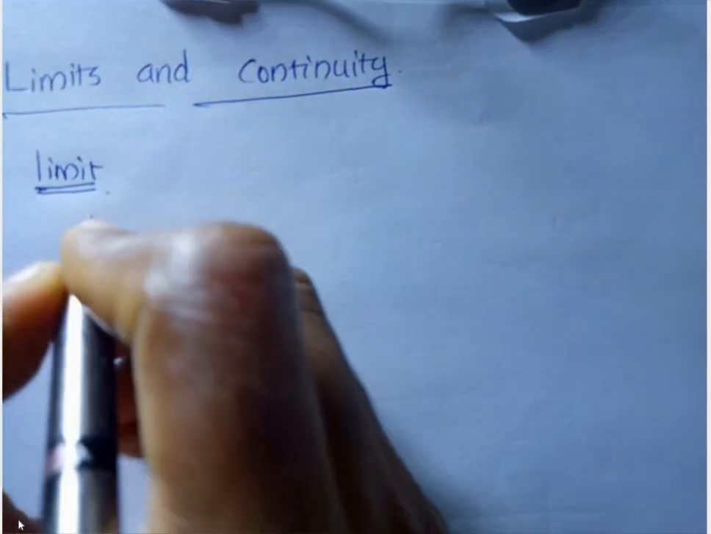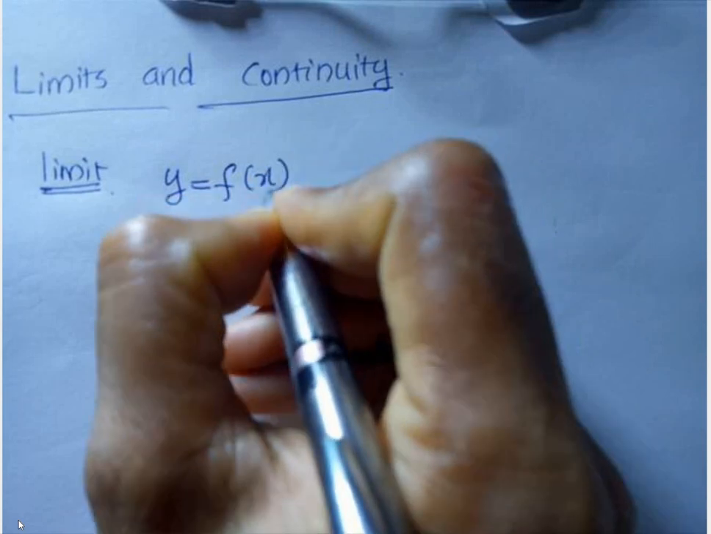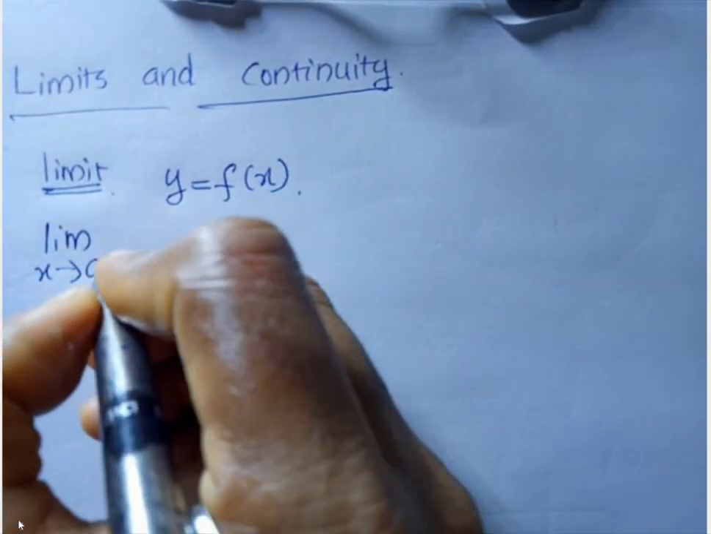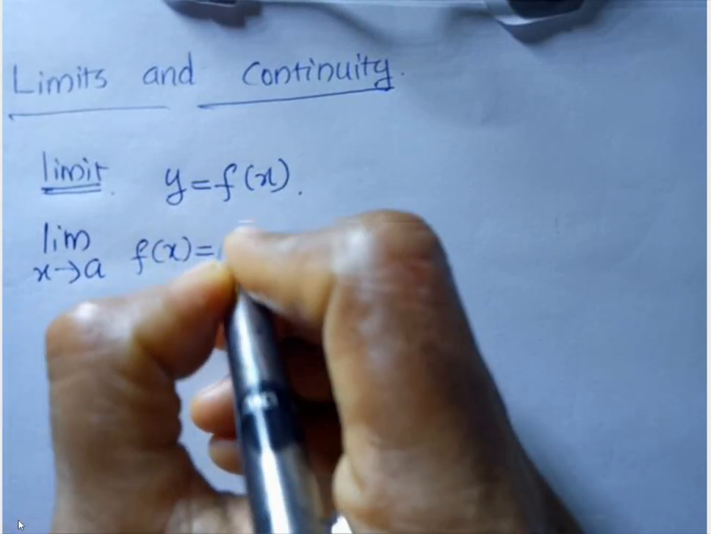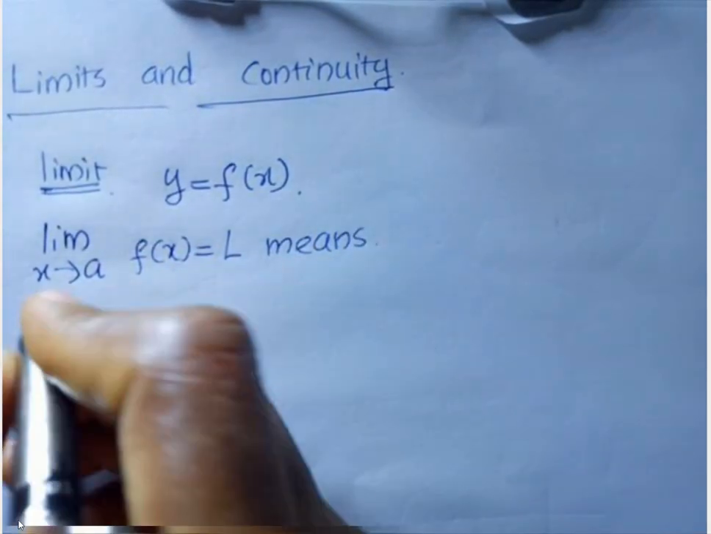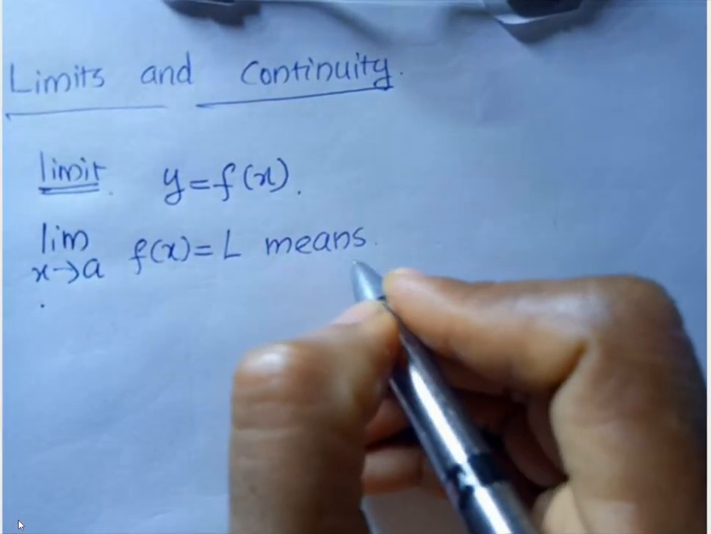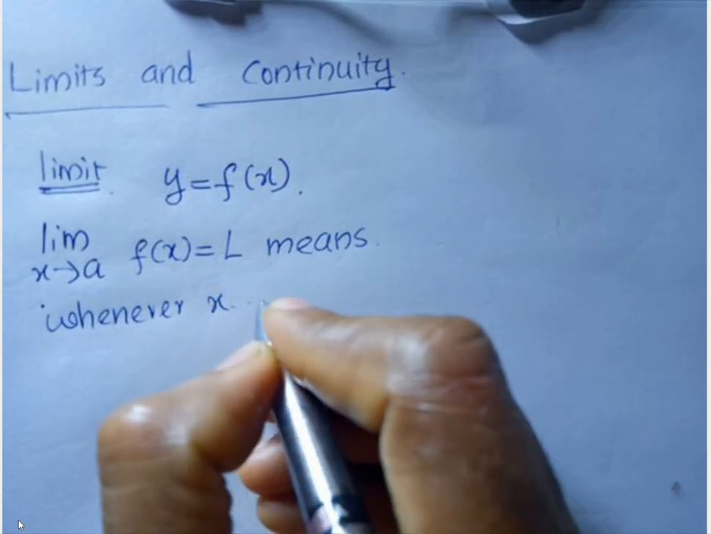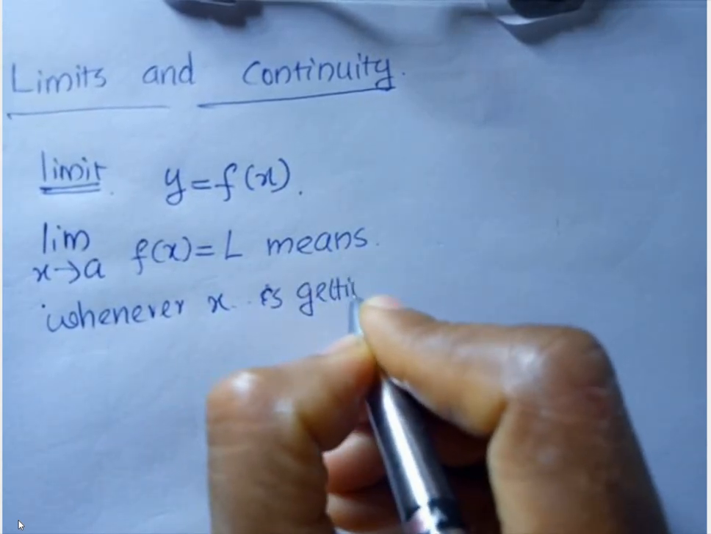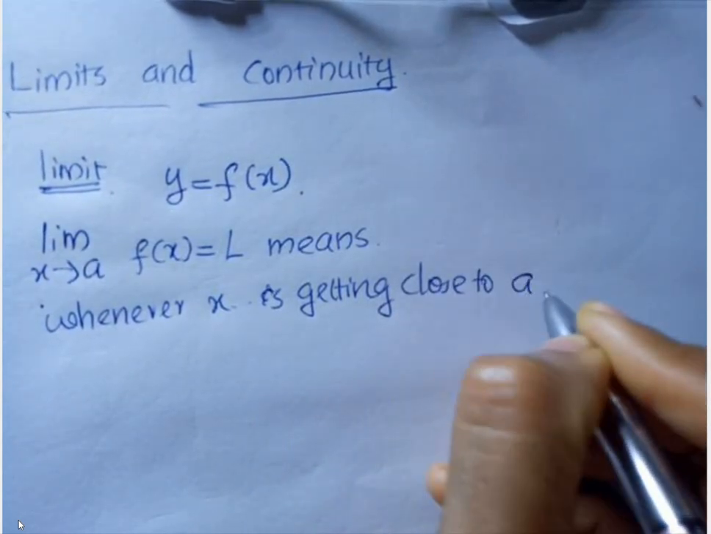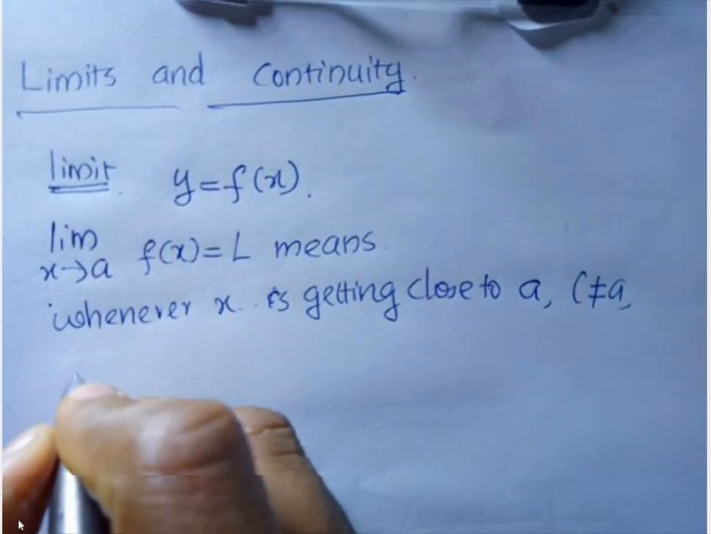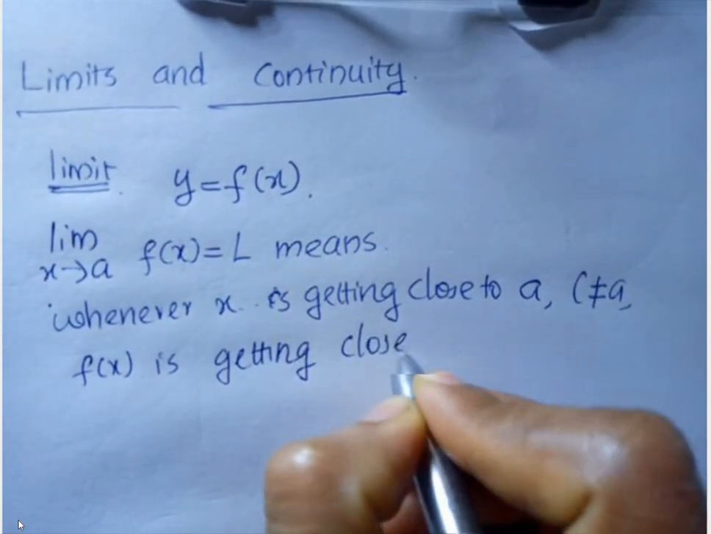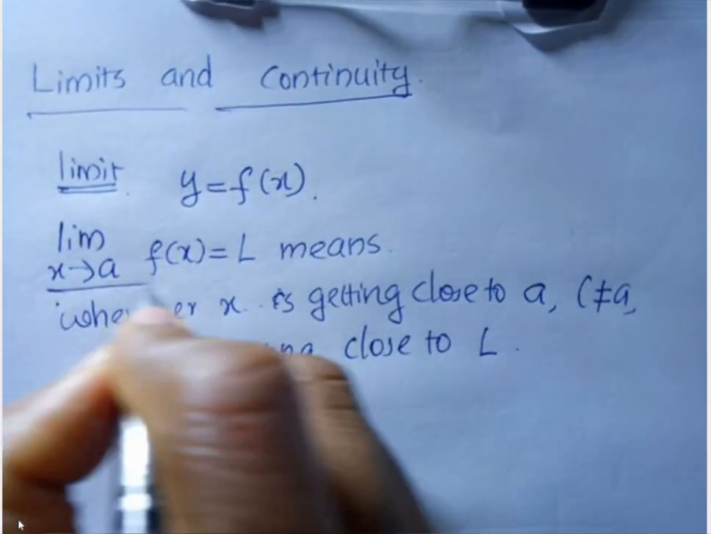What was that? Consider the function y equal to f of x. Then limit as x approaches a, x is getting close to a, of f of x equal to L means what? It means whenever x is getting close to a, but not equal to a, f of x is getting close to L. This is the meaning of this definition, right?